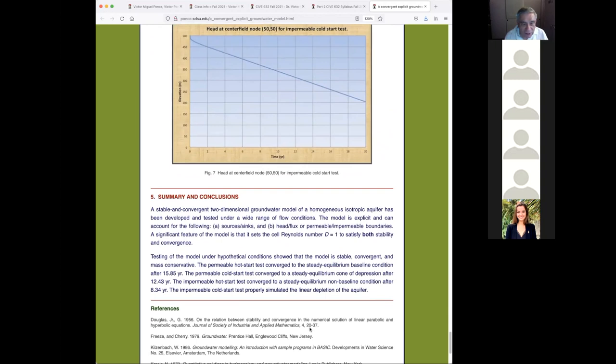So in summary, a stable and convergent two-dimensional groundwater model of a homogeneous isotropic aquifer has been developed and tested under a wide range of flow conditions. The model is explicit, so anybody could do it. Really, anybody could do an explicit model. You have to sit down a few hours, maybe a few days, in order to do it. And it can account for the following.